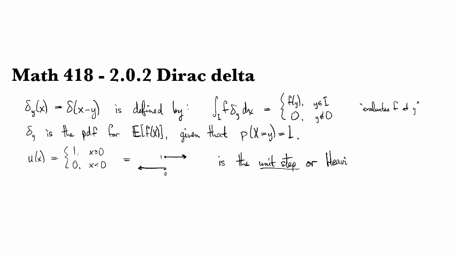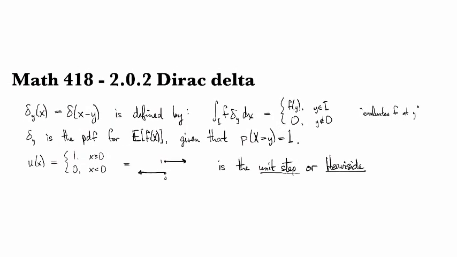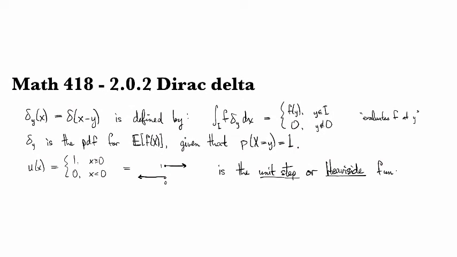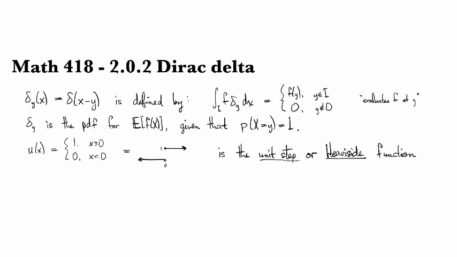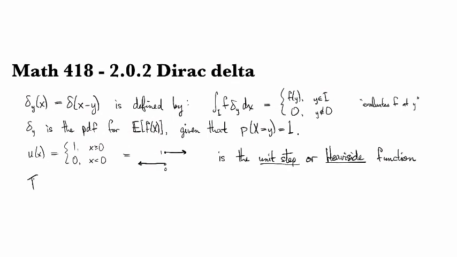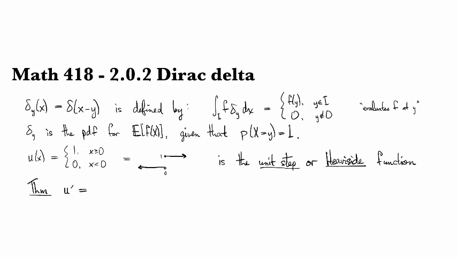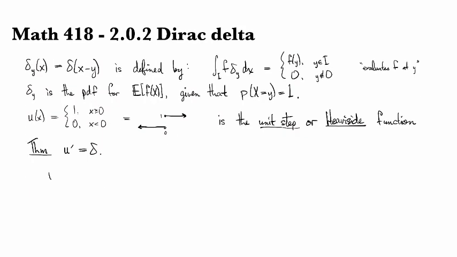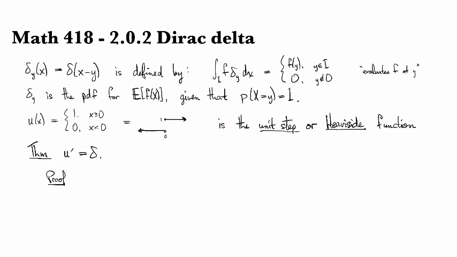Whoops, if I can spell it right. It's called that not because one side of the function's fatter than the other, but because it's named after Oliver Heaviside, who was an engineer that did a lot of work with this. Yeah, this Dirac delta actually comes from engineering. Okay, so let's see. Theorem: the derivative of u is the Dirac delta at 0. And let's look at a proof, and I'll give you two proofs.